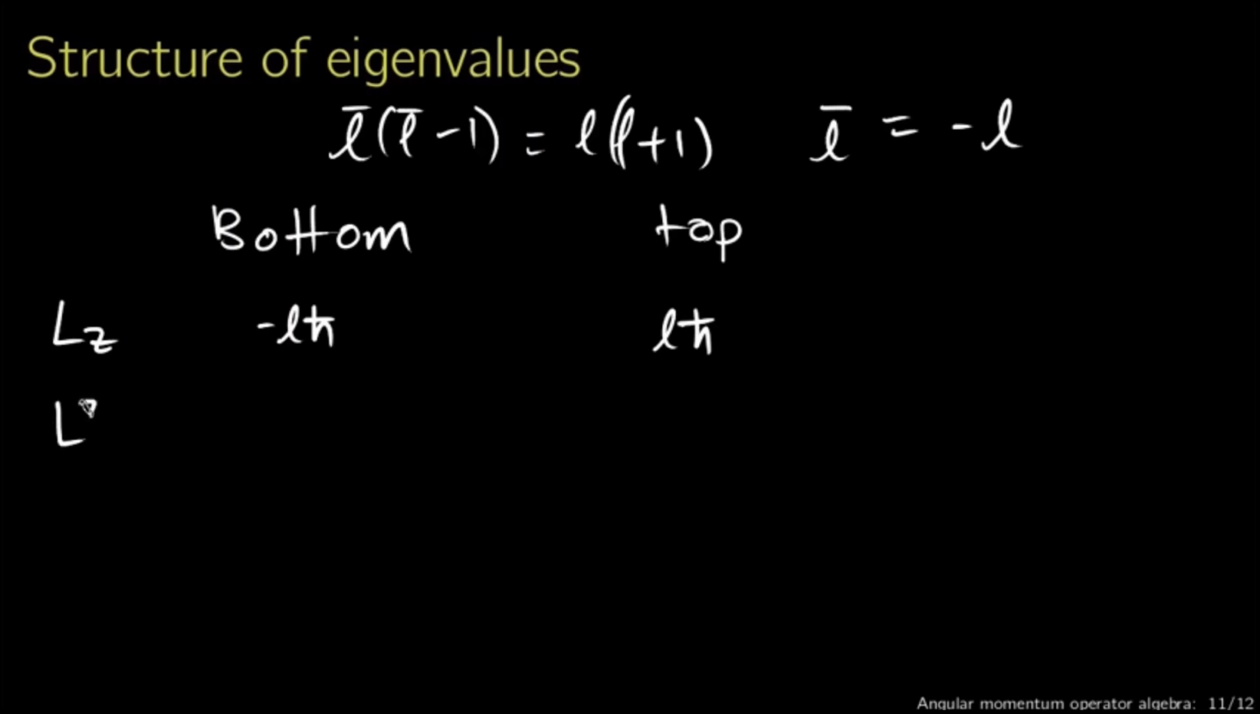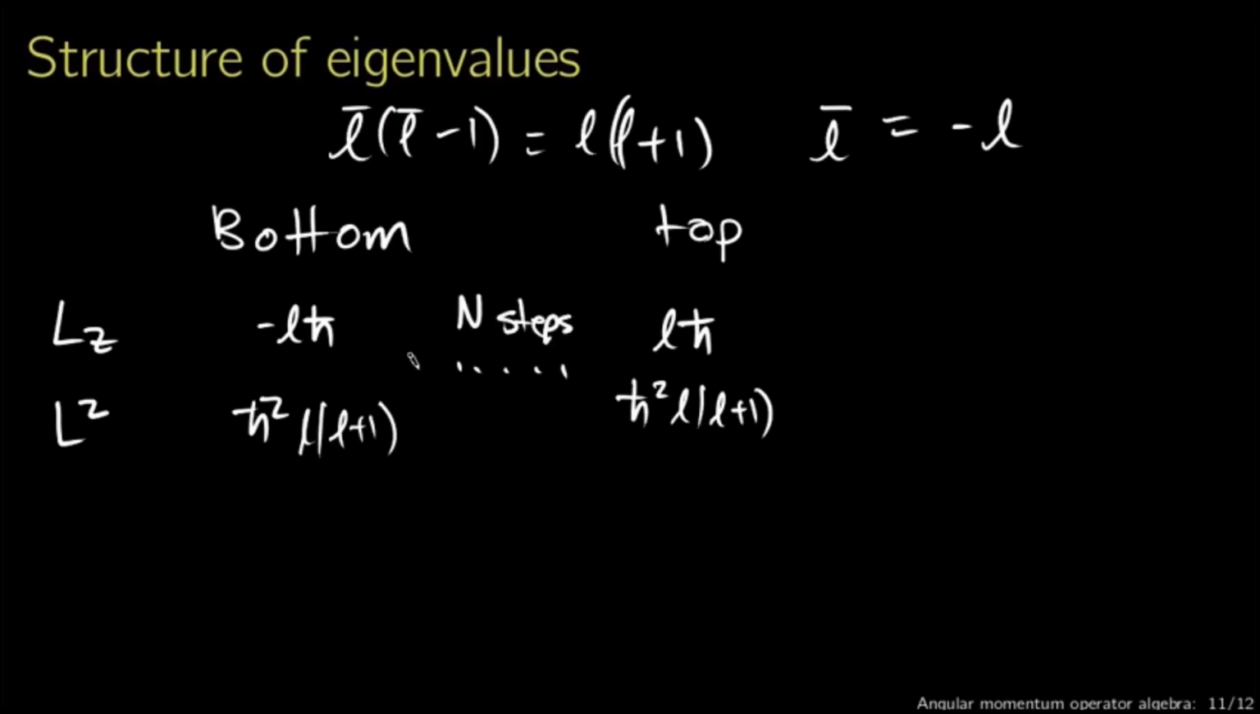For the eigenvalue of L squared, then, what I'm going to get at the bottom is going to be h bar squared times, well, you know what's coming, l(l+1). And for the top, it's going to be the same, h bar squared l(l+1). And there are going to be some number of steps that I need to apply L plus and L minus to go from either the top to the bottom or from the bottom to the top. So there are going to be, let's say, n steps. And this n, of course, has to be an integer. I can't apply an operator half of a time or 3/2 of a time.